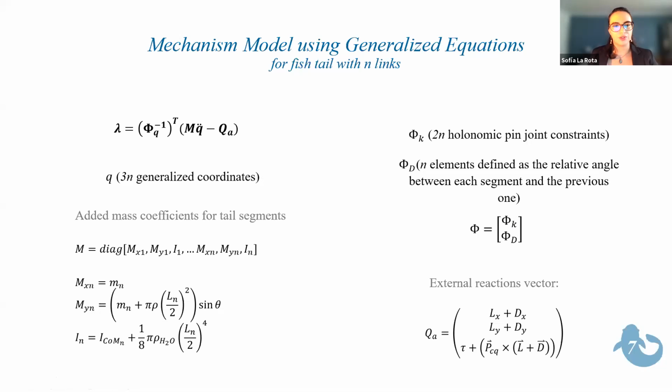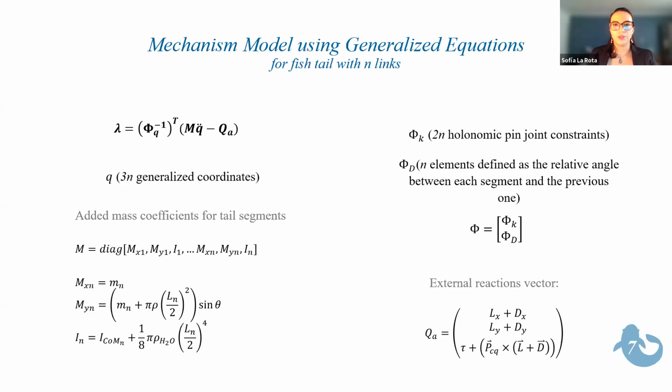Something interesting happens to the mass matrix though, as the fish density is assumed to be roughly equal to that of the surrounding water. In fact, it is necessary in order to achieve neutral buoyancy. So added mass coefficients are considered for the tail segments. The external reactions vector also takes into account that all hydrodynamic forces must be applied to the center of pressure of the foil instead of the center of mass. In this case, it is a quarter point chord of the foils.